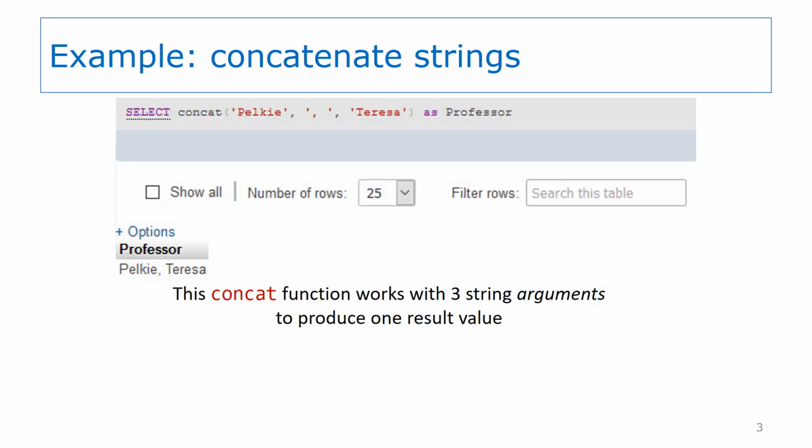For our first example of a function, we'll look at the string concatenation function, concat. Concatenate simply means to join together. When designing a table, it is usually a good idea to split string data into separate columns. For example, a person's name usually has at least two columns, first name and last name. By splitting the name into two parts, it is easier to sort the data by the name values.